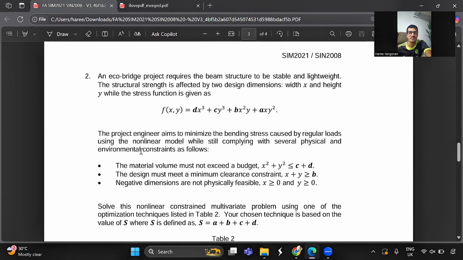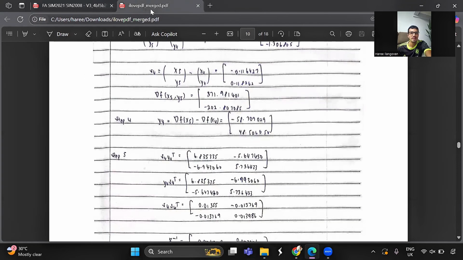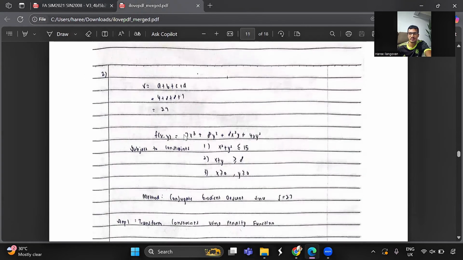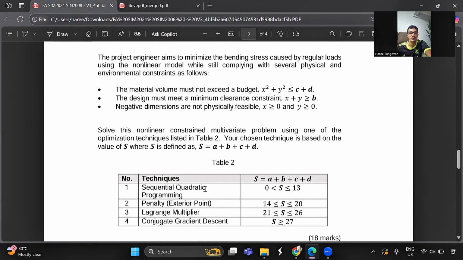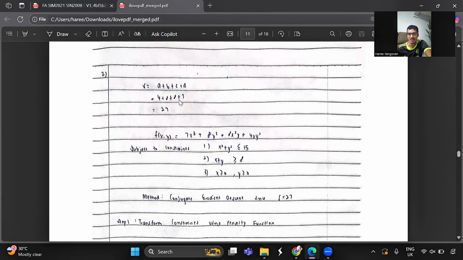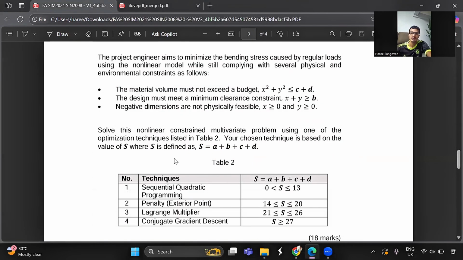So for question number 2, I've been given another multivariate function. But in this case, the function is dx cubed plus cy cubed plus bx squared y plus axy squared. And upon substituting my last 4 digits of my matrix number, I get this function over here. And to see which method I use to solve, I have to compute the total of the 4 digits of my last matrix number. So I got 27, which is 4 plus 8 plus 8 plus 7. So I had to do the conjugate gradient descent method.